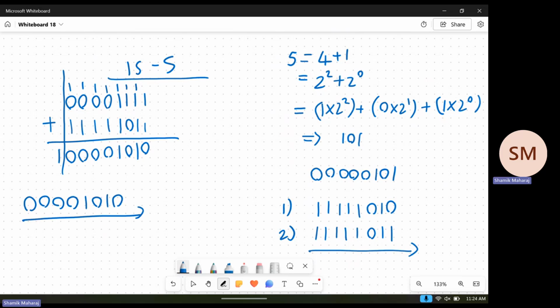We can check it because we know the answer to 15 minus 5 should be 10. So the answer we got, if we convert back to decimal, should give us 10. So I will check that quickly. This is going to be 2 to the 1 plus 2 to the 3. Is that right? So it will work out. Okay, so this is our answer here.